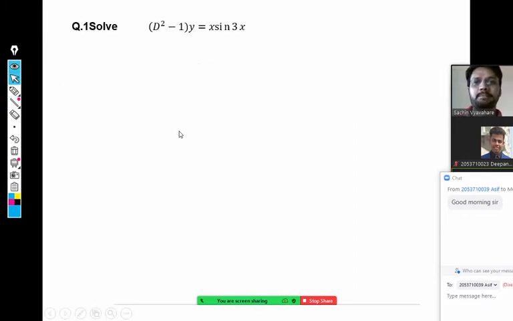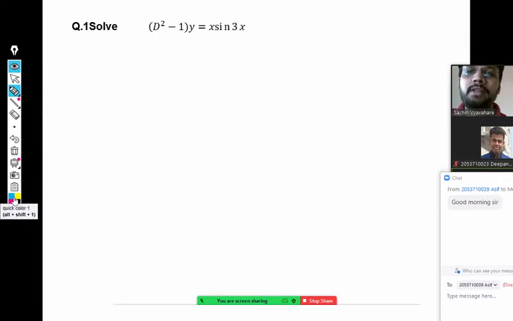Here is an example. The question is: solve (D square minus 1) y equal to x into sine 3x. The RHS is x into sine of 3x. So at least tell me the yc, the complementary function. Sir, C1 e to the power x plus C2 e to the power minus x. Very good. Now you can do it quickly in your mind also, and you get these answers fast.